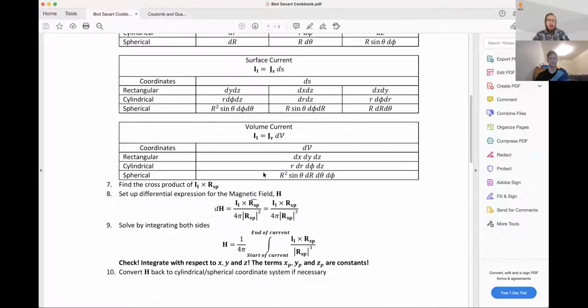With Biot-Savart, it turns out this magnetic field is always going to be perpendicular to the direction of the movement of the charge, which is what? Current is moving charge. Current is moving charge, and the H field will be perpendicular.